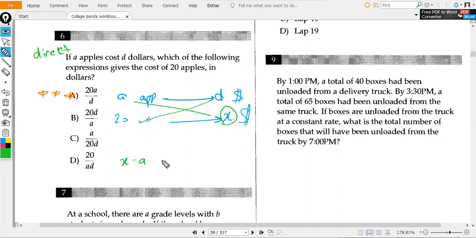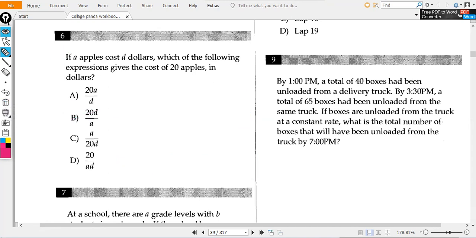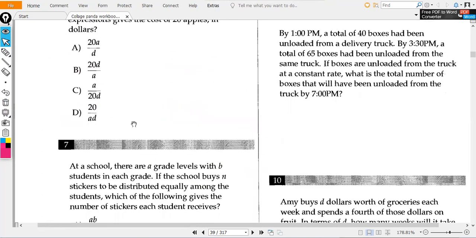So X times A equal 20D. And we need to find the cost X. So to put X by itself, I'll divide both sides by A. So X is 20D over A. Choice B. Okay. Any question? No. Okay. Next one.